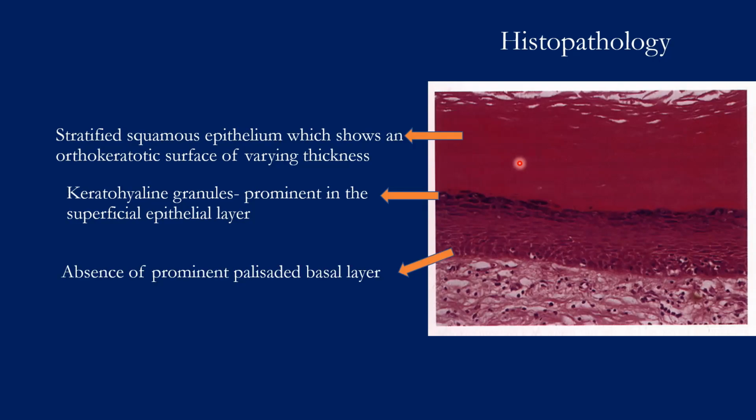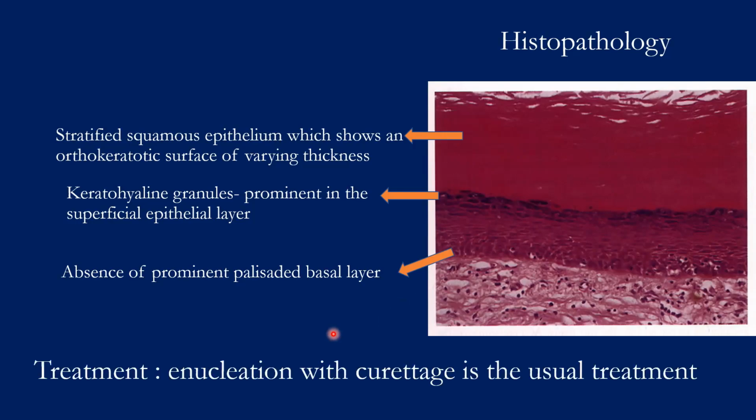And if you notice the basal cell layer, it doesn't show the picket fence or the tombstone appearance. There is no palisading. None of those features which we see in POKC will be seen in the ortho-keratinized type. So it's quite easy to differentiate the two. There will be no confusion. The treatment for this is simple enucleation with curettage, and it doesn't cause any recurrence after the treatment is done.